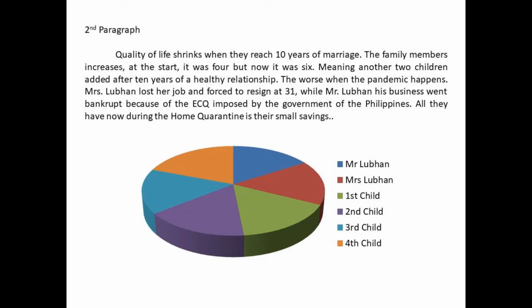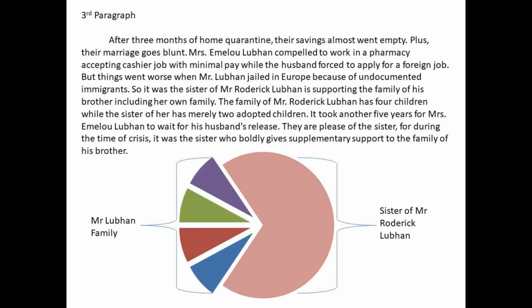As you observe in the pie, the family financial stability becomes smaller due to the situation stated in the second paragraph. Okay, so as you can see in the third paragraph, try to imagine two families sharing the same budget. The family of Roderick has four children and the sister of Roderick has two children. Therefore, as you observe in the pie, the family financial stability is getting smaller and smaller. As you observe there, they receive the smallest share.